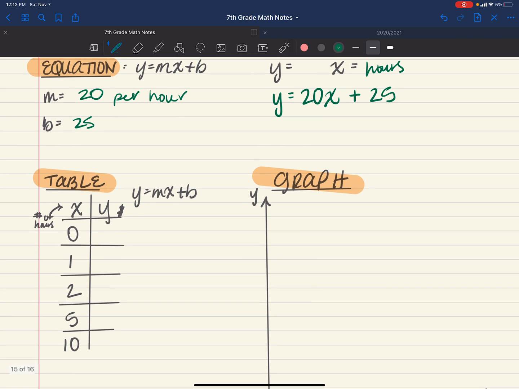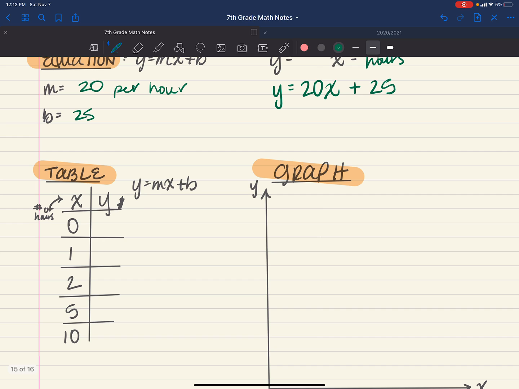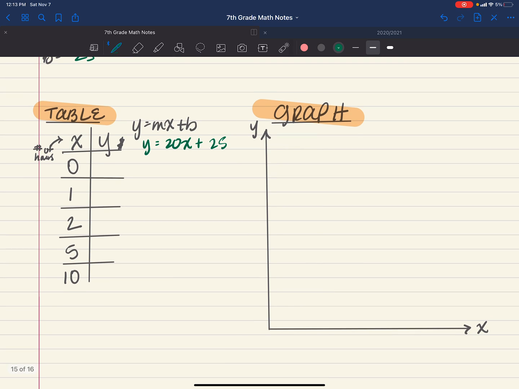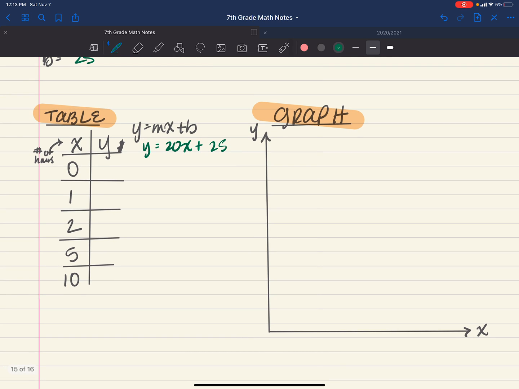Now moving on to my table. Since I know that y equals 20 times x plus 25, I can now fill out my table, which is going to be my ordered pairs, which is going to help me graph. But I always like to do the table first so I know how to set up my graph. If x is 0, y equals 20 times 0 plus 25. 20 times 0 is 0, so y is 25.